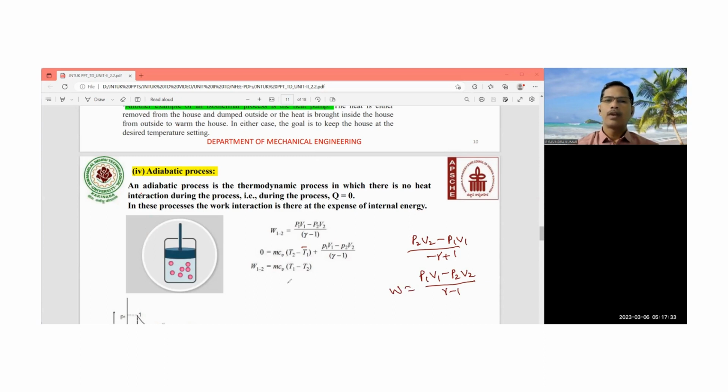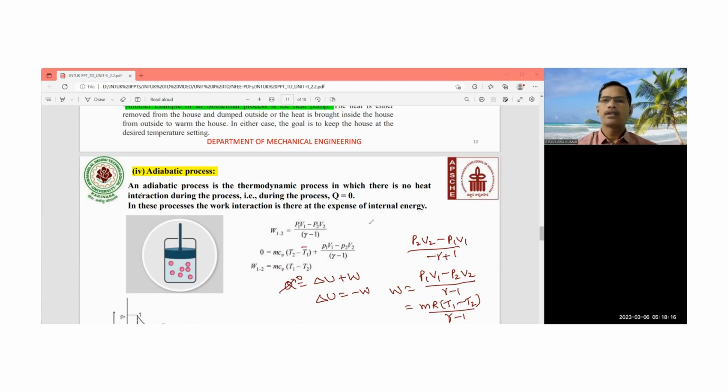So when you apply the first law of thermodynamics, Q is equal to delta U plus W, because Q is 0, then delta U is nothing but equal to minus W. Delta U is nothing but equal to minus W, right? So what is this one here? P1 V1 you can write as mR T1, so this is mR (T1 minus T2) divided by gamma minus 1.